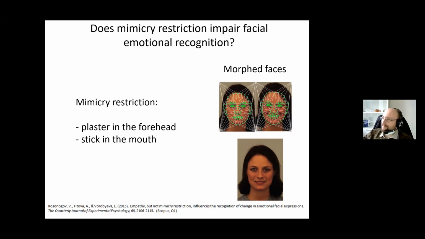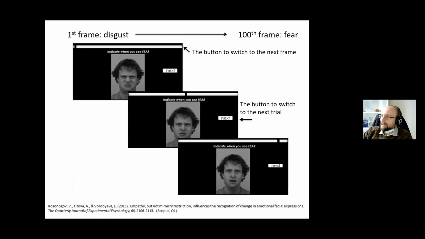So now people try to use it in different regions of the face. In very strict cases, they even try to anesthetize and use anesthesia to stop muscles. In our case, we just use the plaster and we use a stick in the mouth to stop automatic smiling. And yes, here we presented these morphs. We use different tasks, like indicate when you see fear, or in another case, we asked people to indicate what emotion they can see, like here.